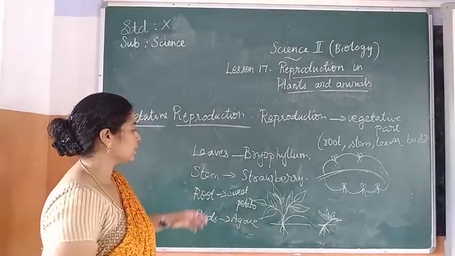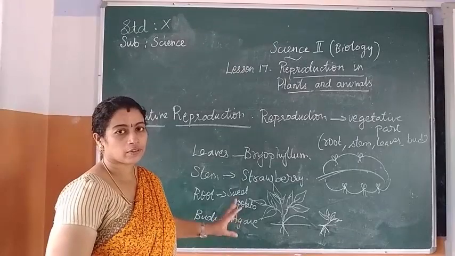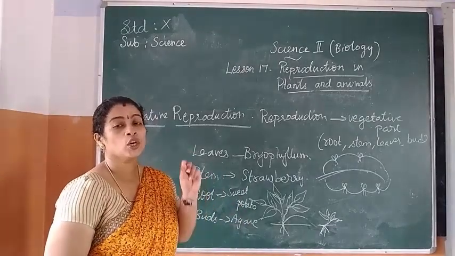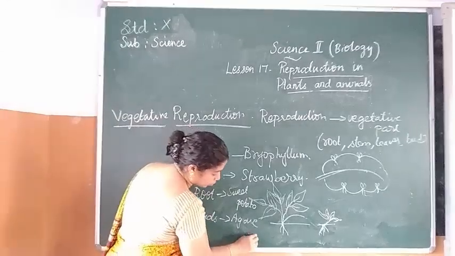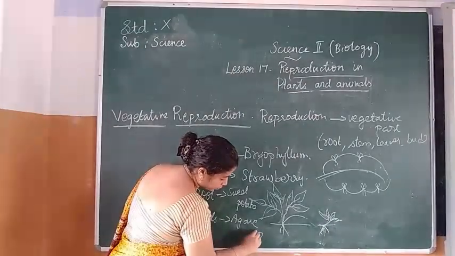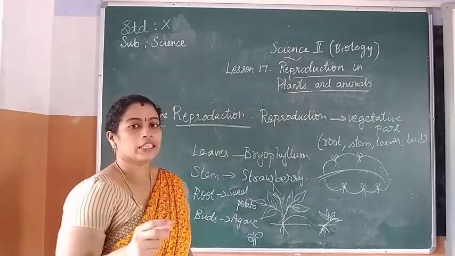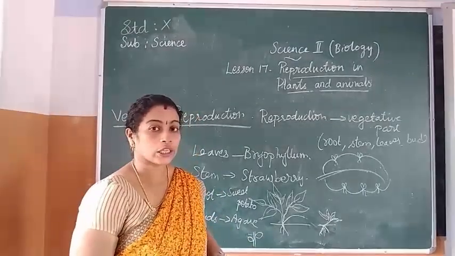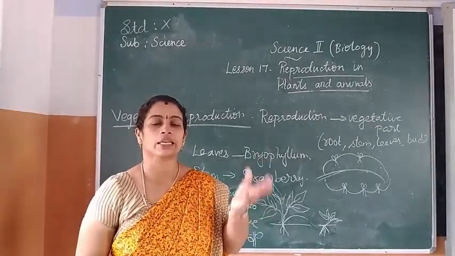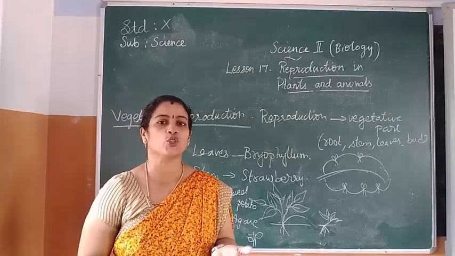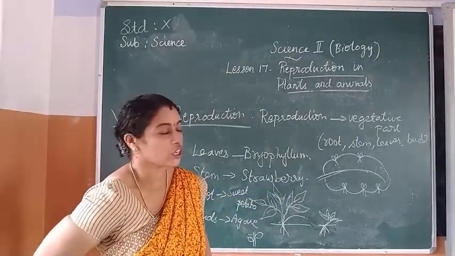So once again, listen. The flower buds will develop into bulb-like structures known as bulbils, and they will get detached from the mother plant and have the capacity to grow into a new plant. So these are the different types of vegetative reproduction in plants.